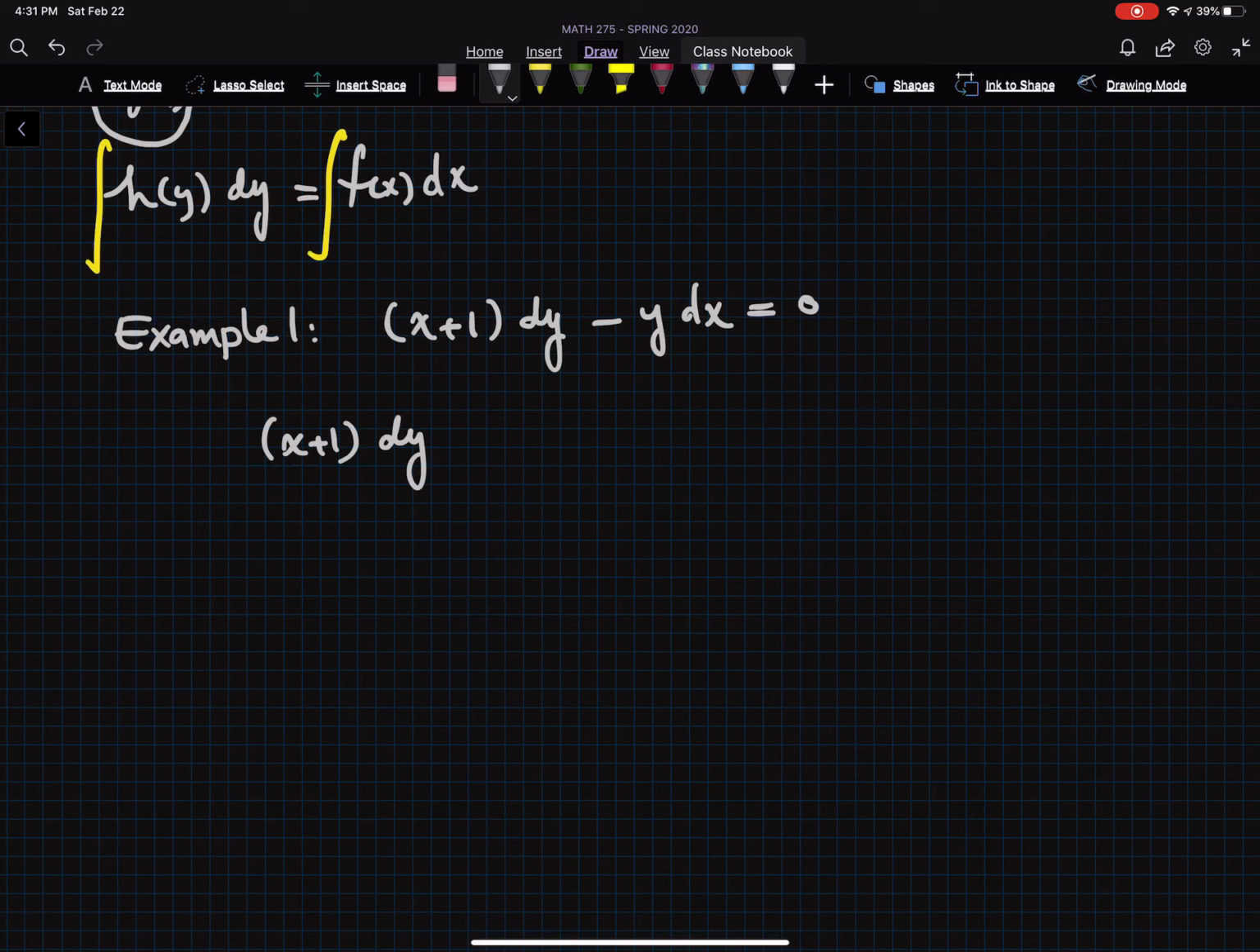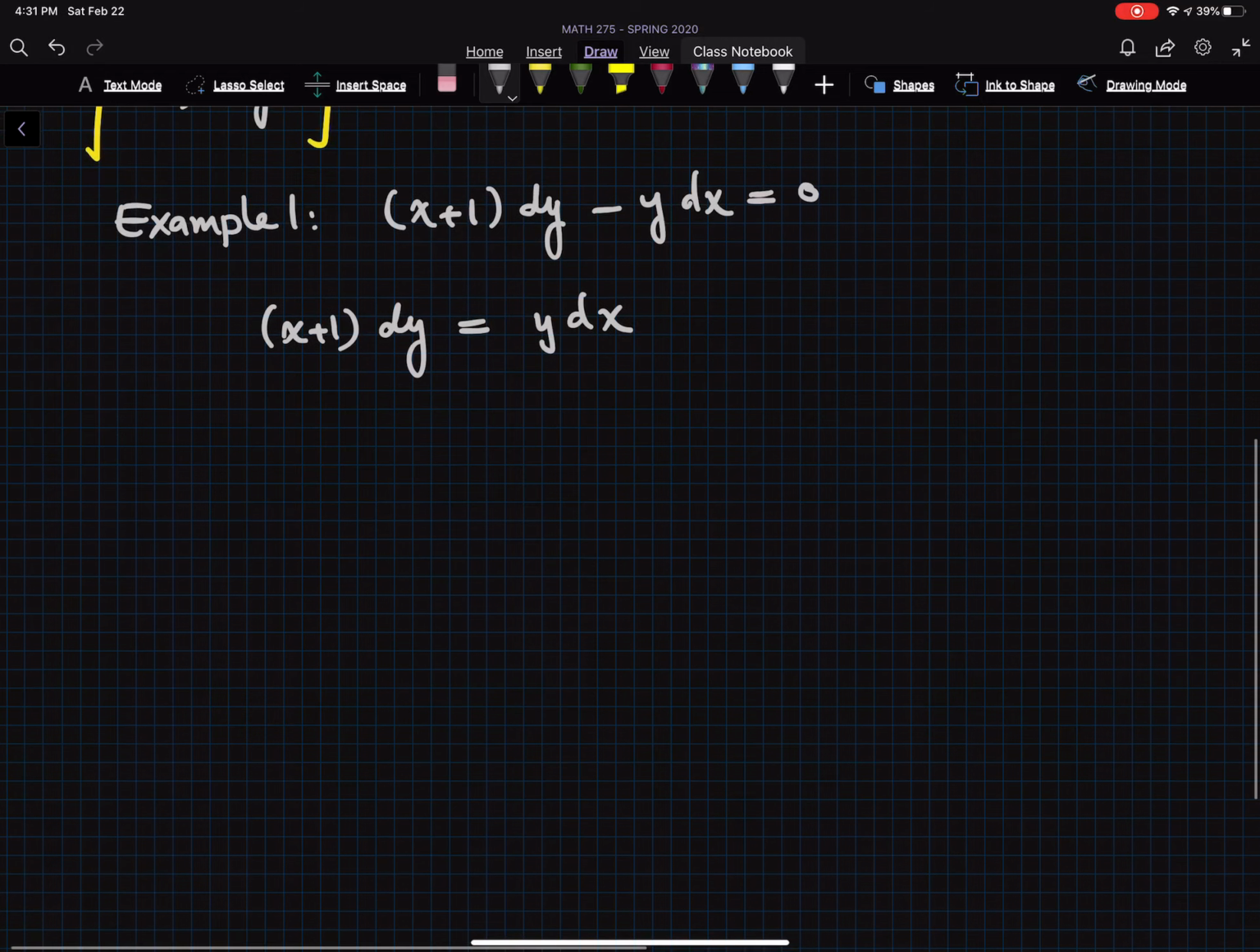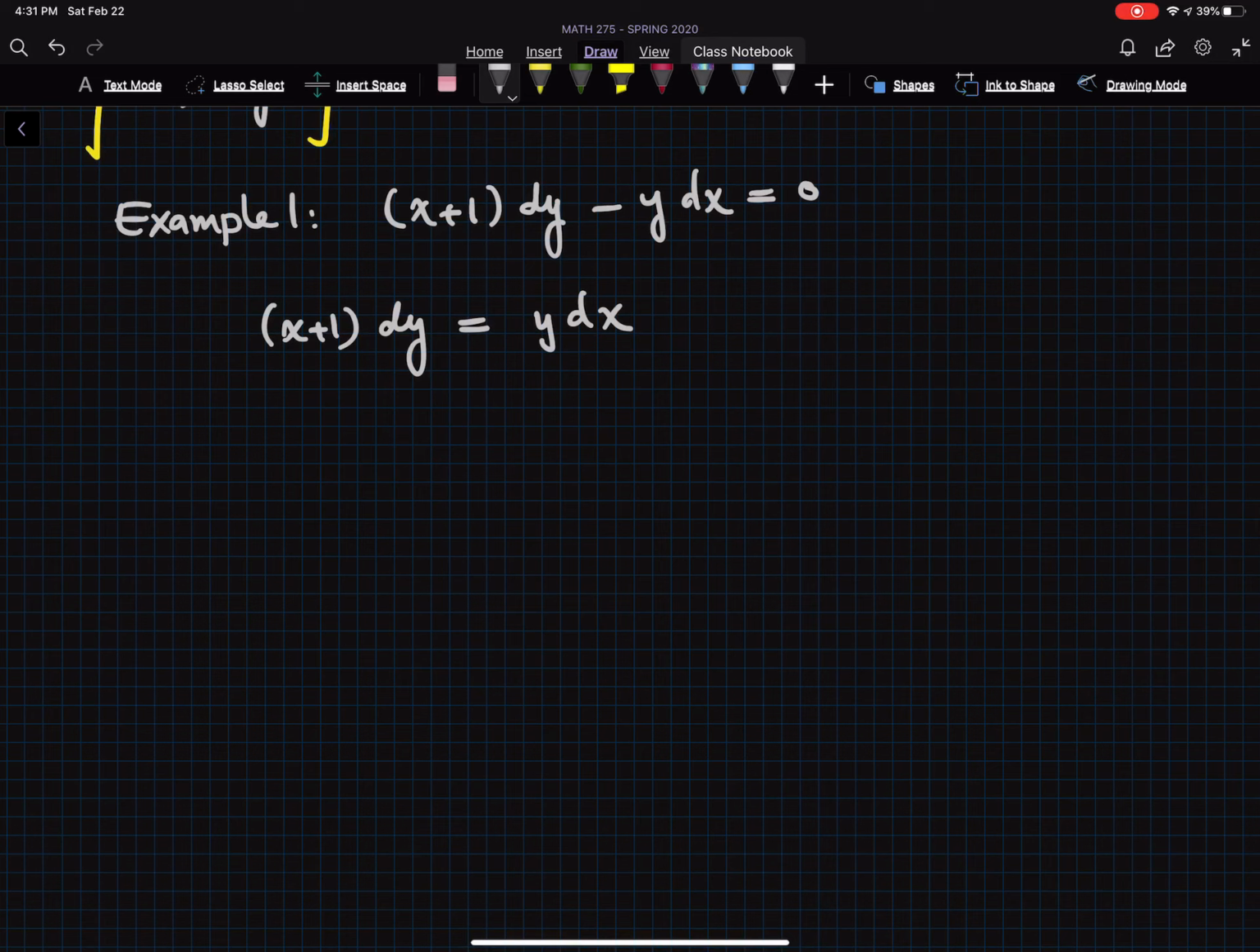So if I look at this and I write (x plus 1) dy and take y dx and add it to both sides, hence moving it to the other side, I can at this point clearly see that I can divide both sides by y and both sides also by x plus 1 and separate variables at that point. So I could simply write this as 1 over y dy equals 1 over x plus 1 dx. And at this point, this becomes a simple integration problem.